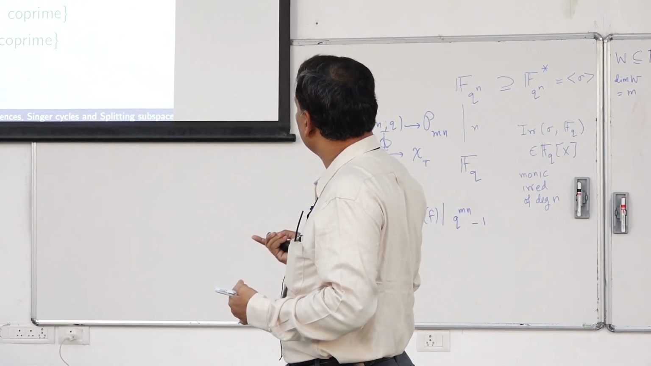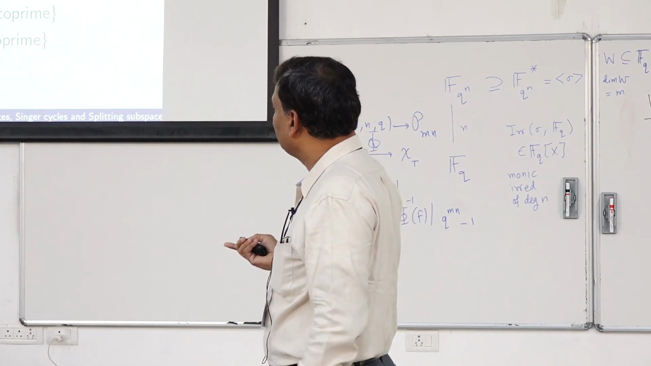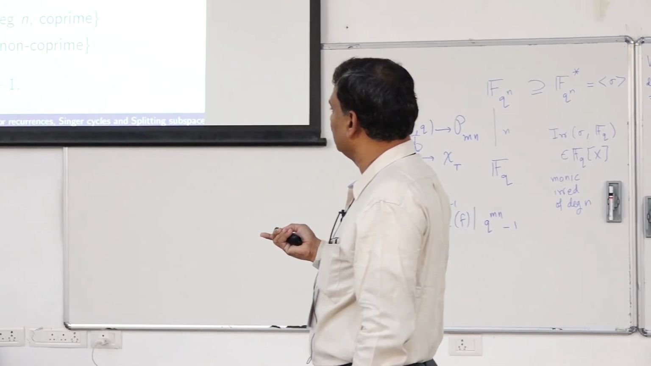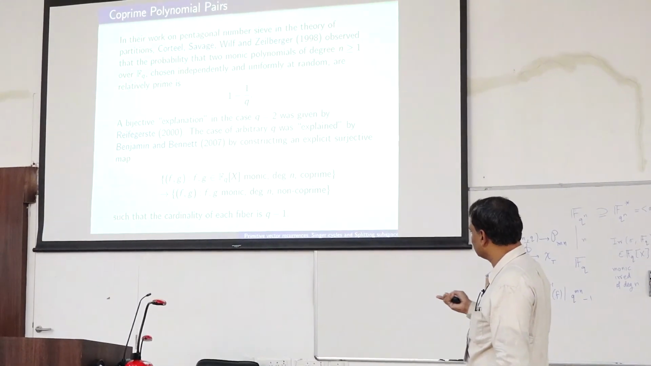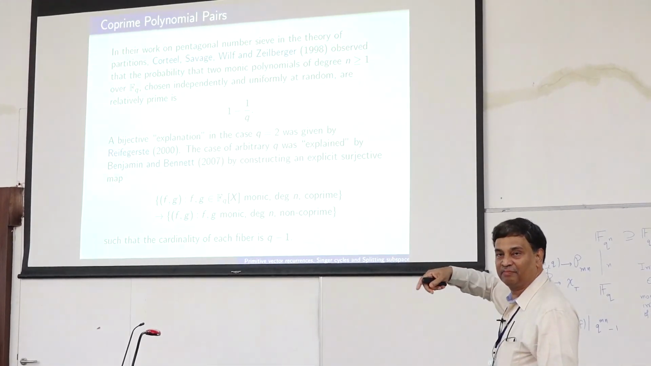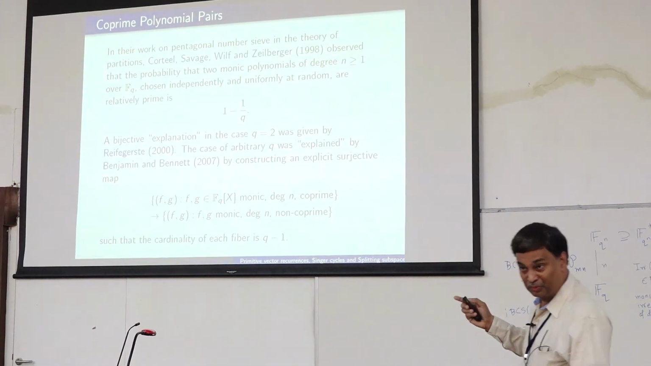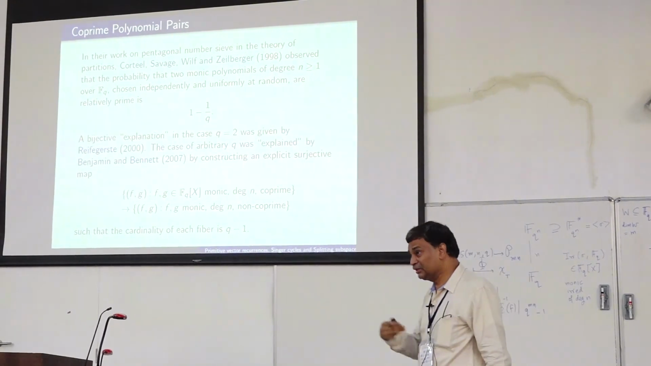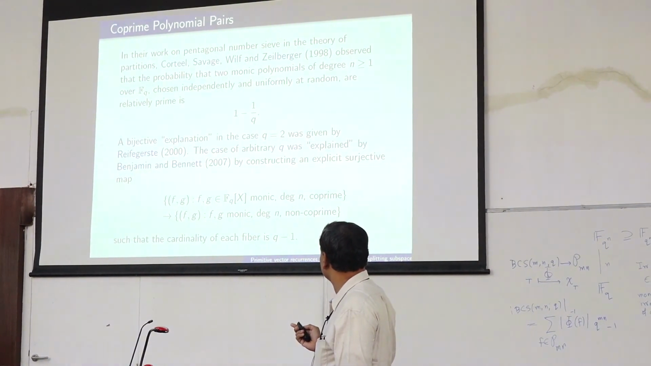Then Benjamin and Bennett looked at the general case, and they gave an explanation by looking at the set of co-prime pairs and defining a map of this to non-co-prime pairs, which is a surjection, so that the cardinality of each fiber is q minus 1, and that would explain why the probability is q minus 1 upon q. Okay, so that was a very nice explanation, essentially a better understanding of the Euclidean algorithm and so on.